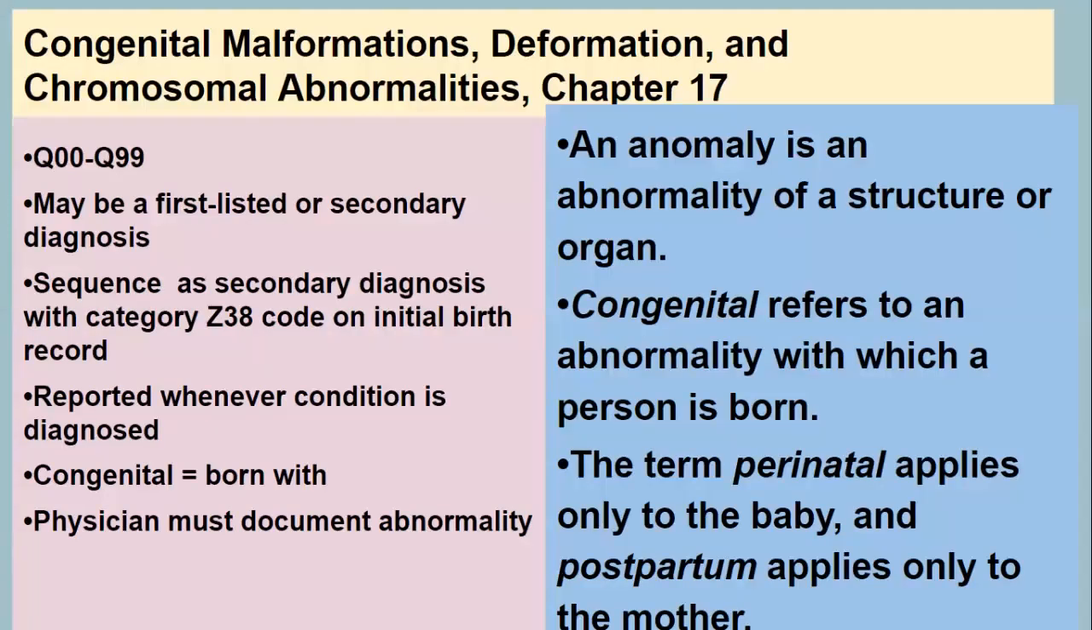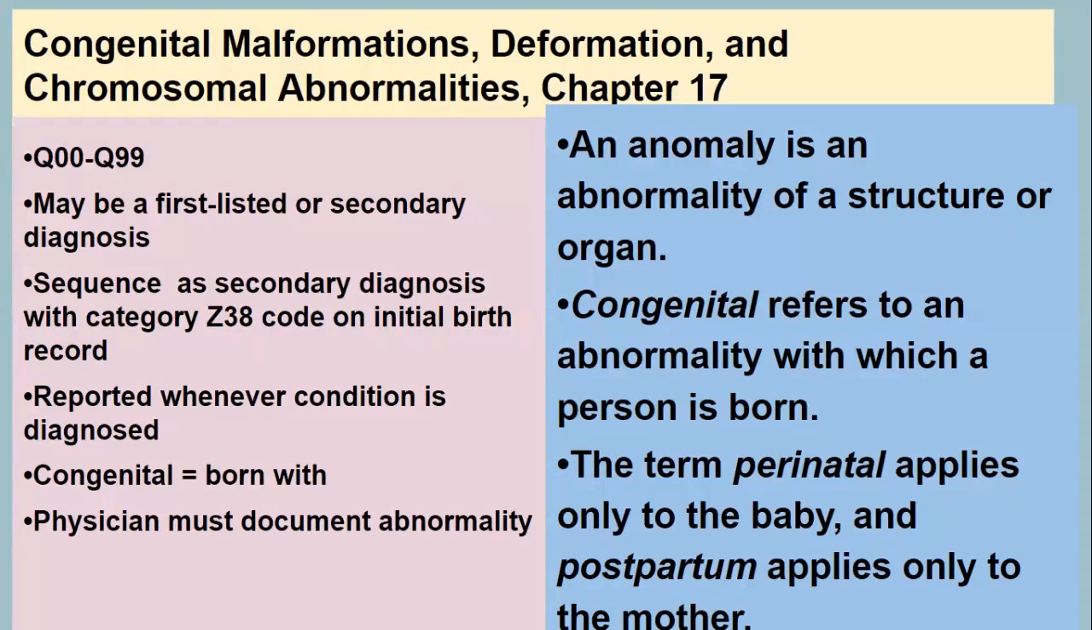Congenital malformations, deformations, and chromosomal abnormalities, chapter 17. Q00 through Q99 may be a first listed or a secondary diagnosis. Sequence as secondary diagnosis with category Z38 code on the initial birth record, reported whenever the condition is diagnosed. Congenital means born with. Physician must document abnormality.